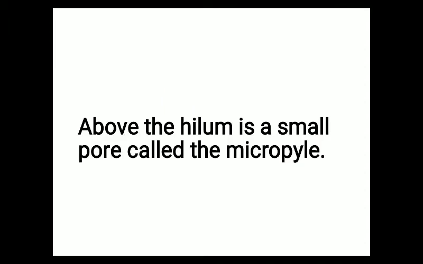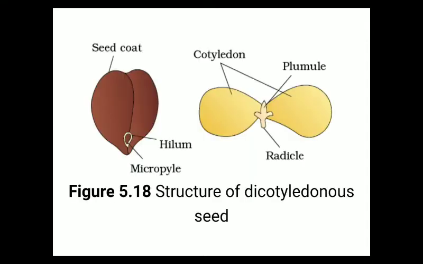Above the hilum is a small pore called micropyle. So what is the location of this micropyle? Micropyle is a small pore-like structure just above the hilum. If we turn this diagram upside down, it will become clear that it lies above the hilum. This particular opening, a minute dot-like structure, is known as micropyle.